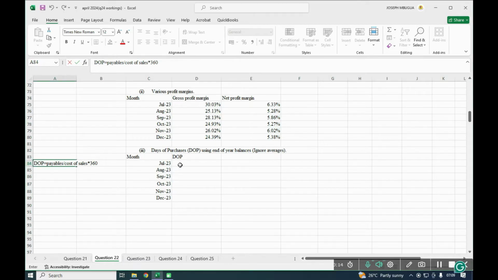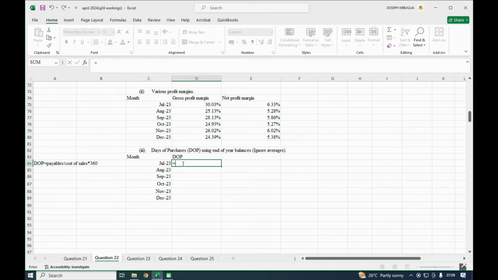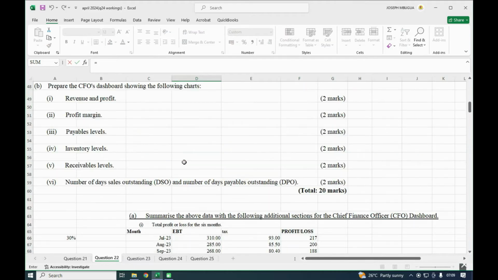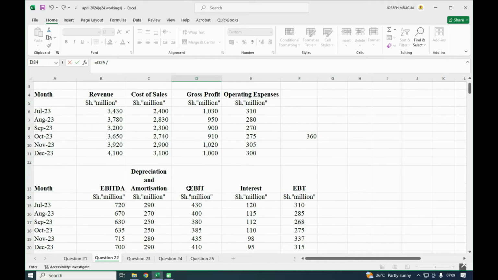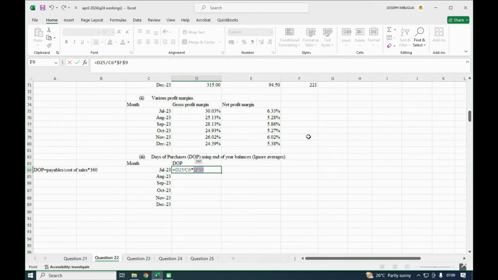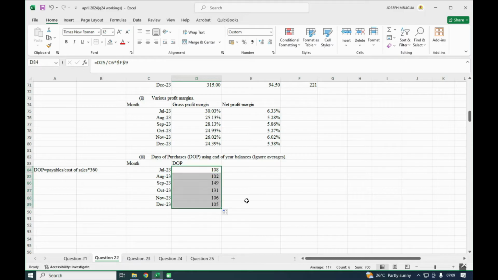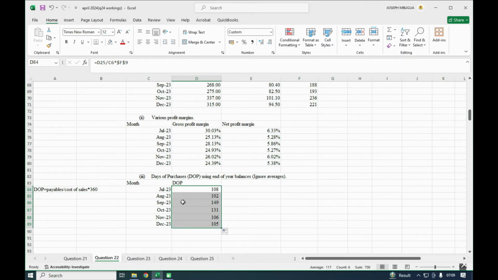Yeah, so here I will take my payable. My payable is here. We divide by cost of sales. So cost of sales is somewhere here. And you multiply by 360 days. 360 we shall lock. 360 is a constant. We lock that and autofill that. Yeah, those are our days of purchase. These are in terms of days.